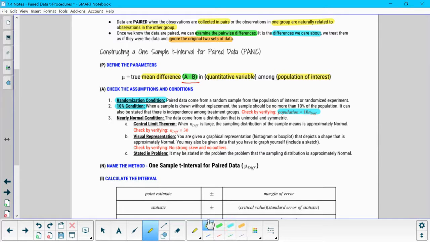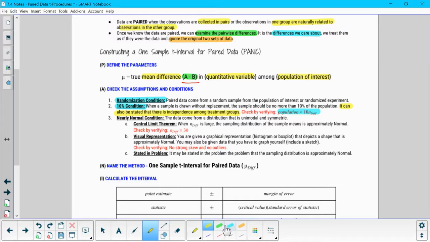Now, if we don't think that the independence can be tested and verified using the 10% condition, we can go on to make a statement that says it can also be stated that there's independence among treatment groups. Basically, our groups are going to act independently of each other and have no influence.